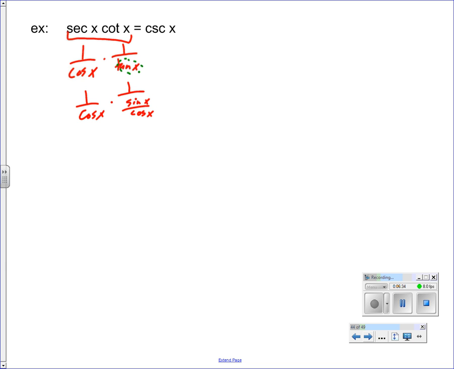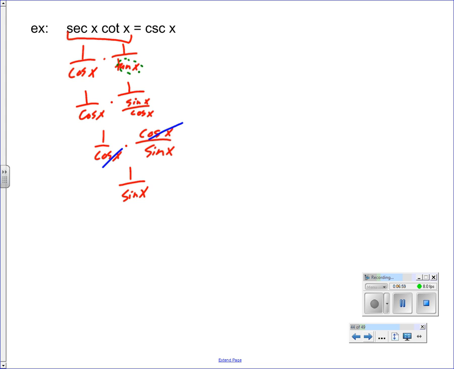So now we have 1 over a fraction. What that does is it flips the fraction. So what I have now is 1 over cosine times cosine over sine. And here we have cross cancellation. I have a cosine up here that will cancel with the cosine down here on the left. What I'm left with is 1 over sine.